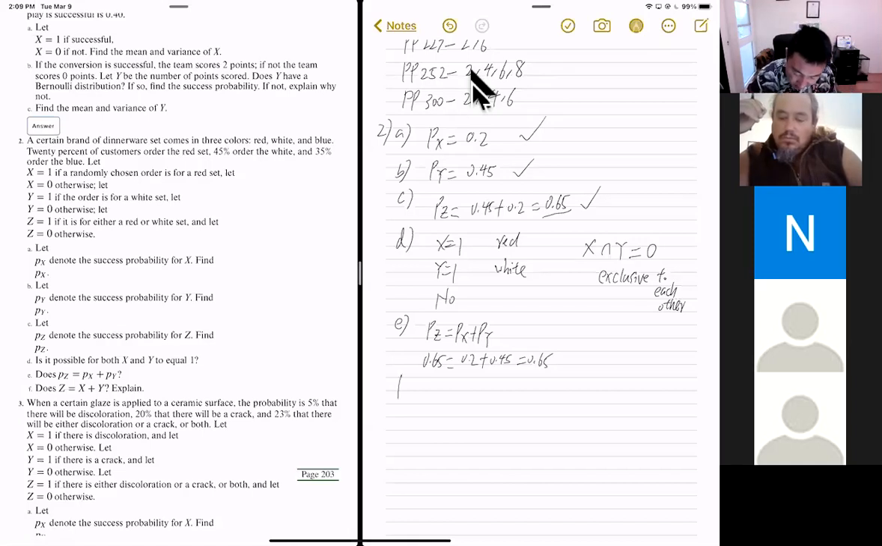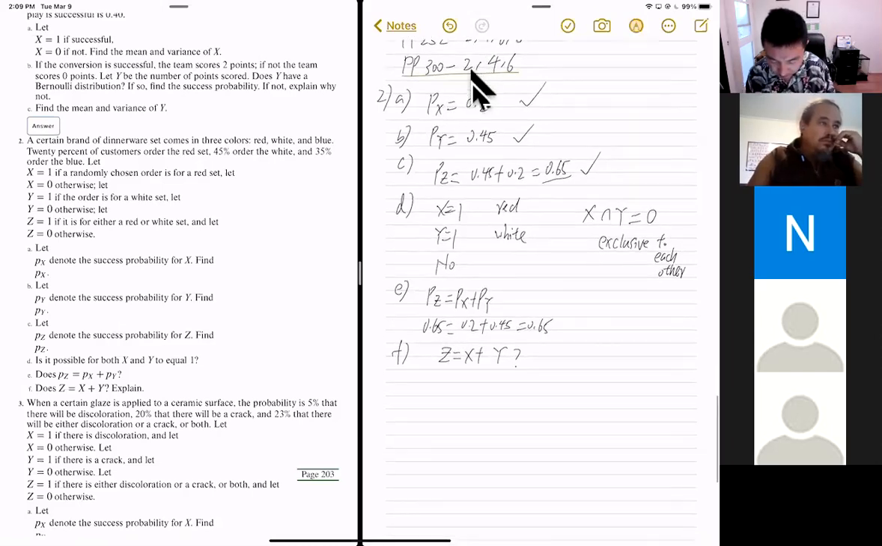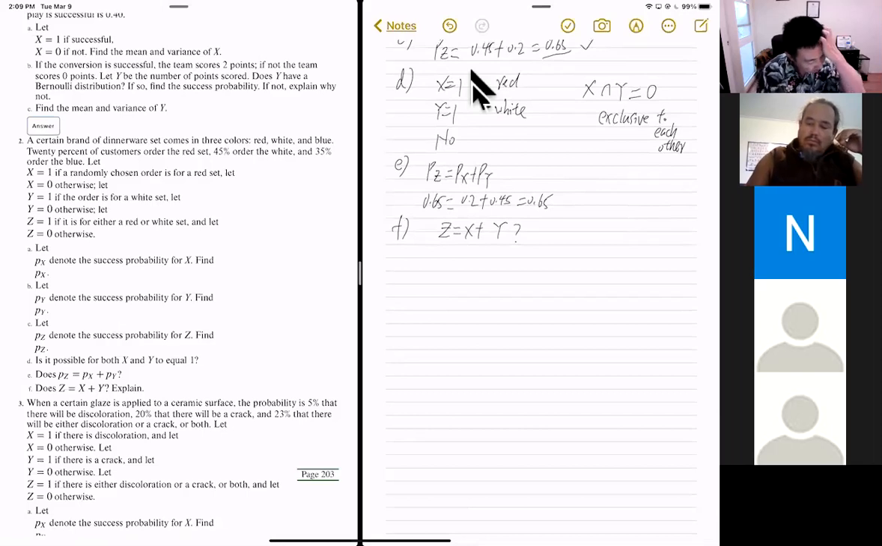Part F is a little interesting. It's asking, does Z equal X plus Y? Okay, so how to answer this part of the question? Okay, so we should check all the possible scenarios and check if Z is equal to X plus Y. Okay, so for this question, this is about color. We have 3 possible outcomes for the color: blue, white, and red. And we should check for each of the 3.